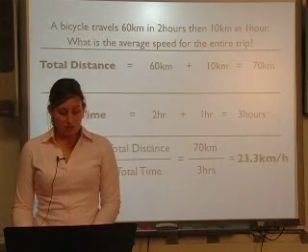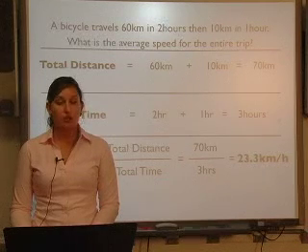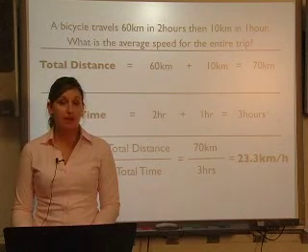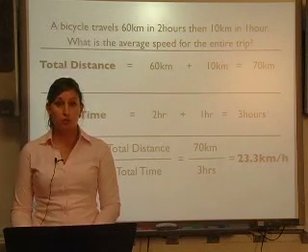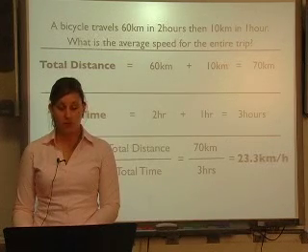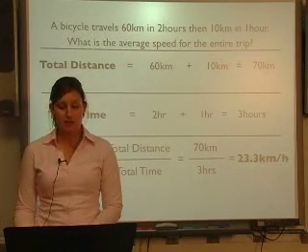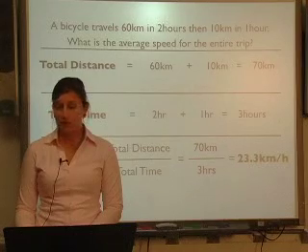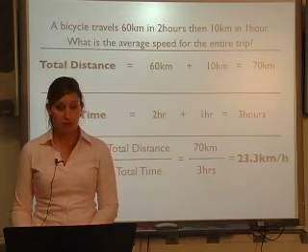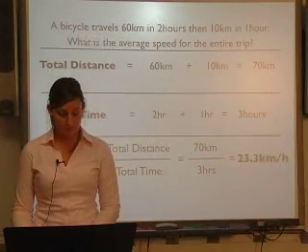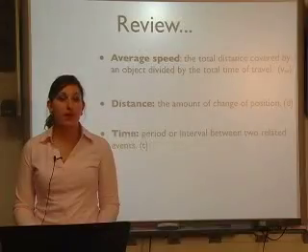The average speed is the total distance divided by the total time. So to do this, you must take the 70 kilometers and divide that by the 3 hours, which equals 23.3 kilometers per hour. Now let's review.